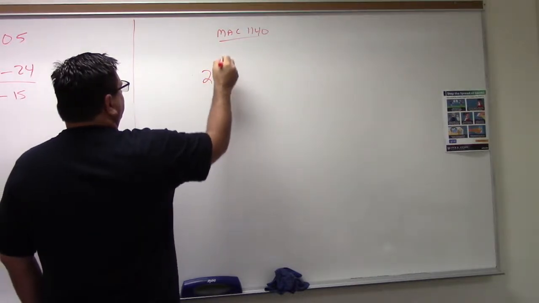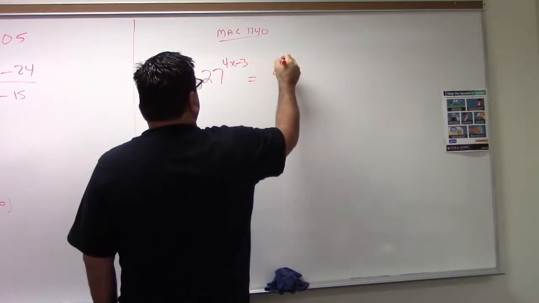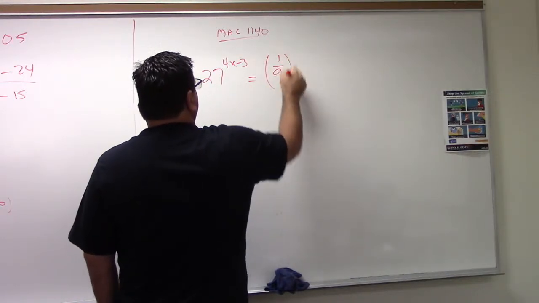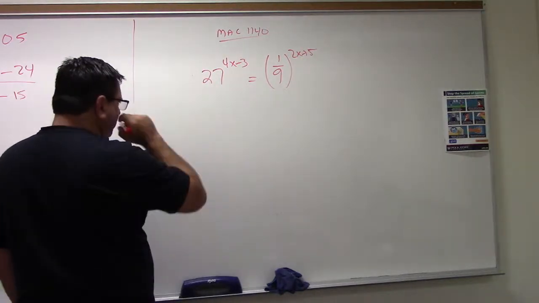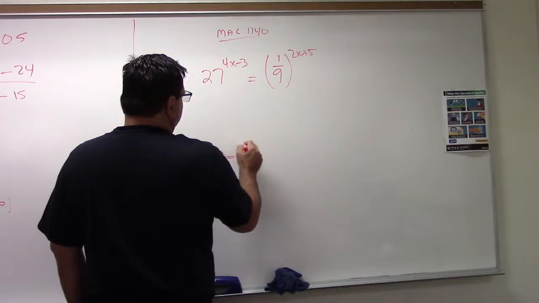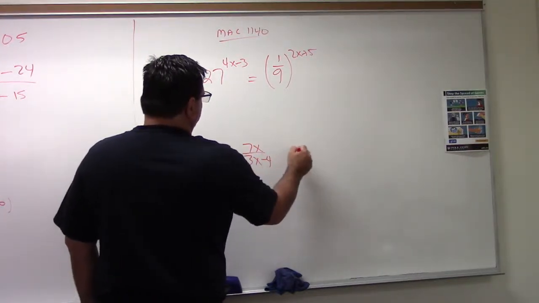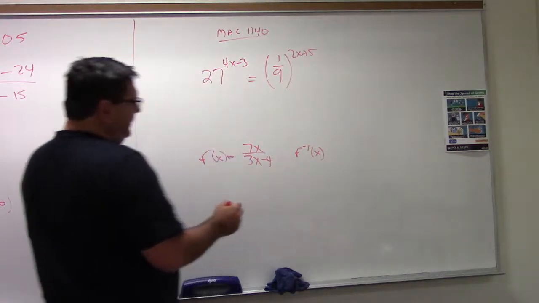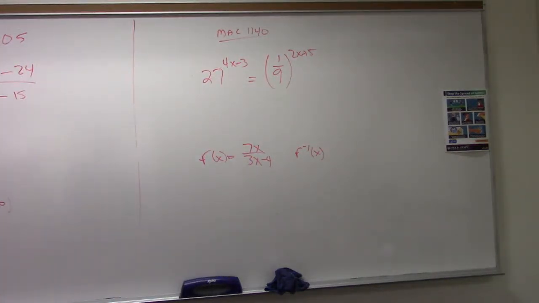Let's go 27, 4x minus 3 equals 9. Yeah, you know what, 1/9. 2x plus 5. So let's go there. Let's go f of x equals 7x over 3x minus 4. We'll find f inverse of x. And then, Laney, for you, a little surprise twist here. A little gift out of the closet.